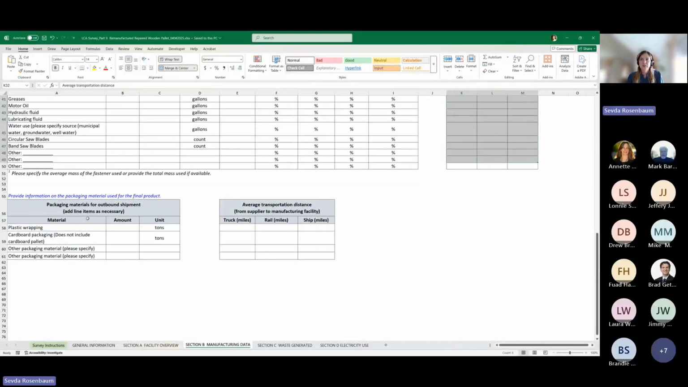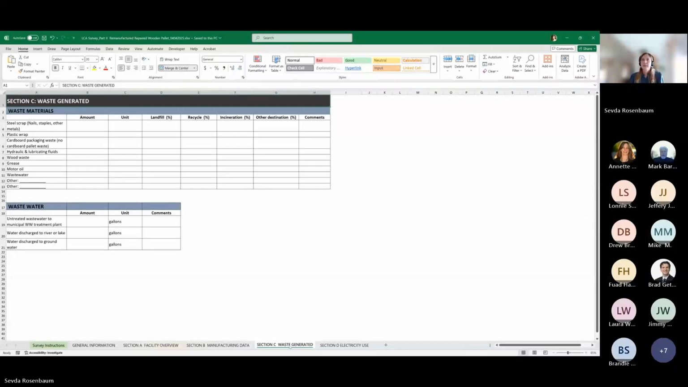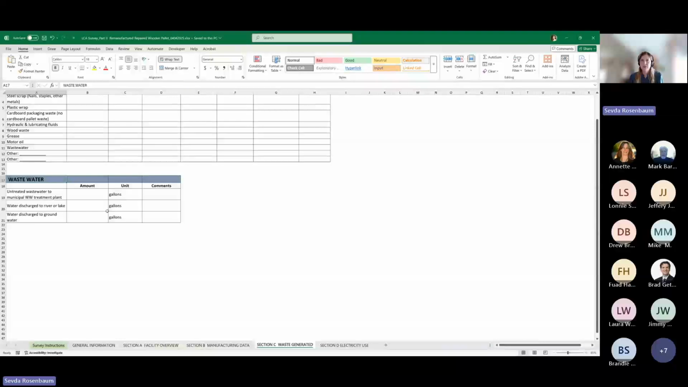And if you package the repaired, remanufactured pallet at the end of the process, we're asking for information on what type of packaging you use, the amount you use, and the distance from their suppliers. Section C, again, is on the waste generated at the facility. For the steel scrap, for instance, how much you produce annually and what is the destination. And same for wastewater, if you use water at your facilities, where the wastewater goes, if it's discharged to an environment, river, lake, or it's sent to a wastewater treatment plant.